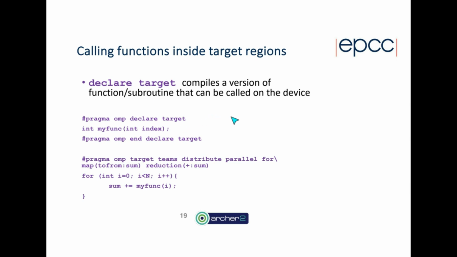It works slightly differently in Fortran, so I'm sorry I haven't shown the Fortran syntax here. Fortran is slightly different. The declare target goes inside the actual function itself, inside the subroutine itself, essentially at the top before any of the executable statements. But if you want to call the function from inside a target region, then you have to tell the compiler to compile a version of that function for the device.